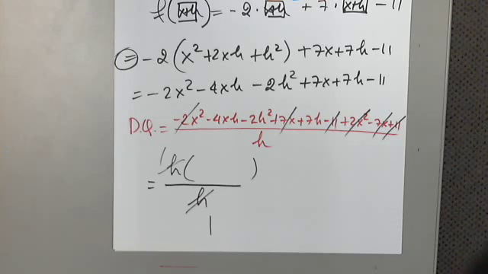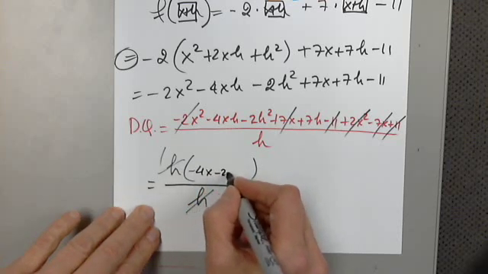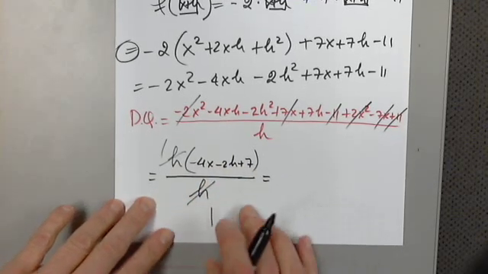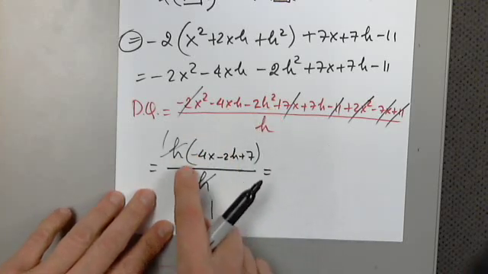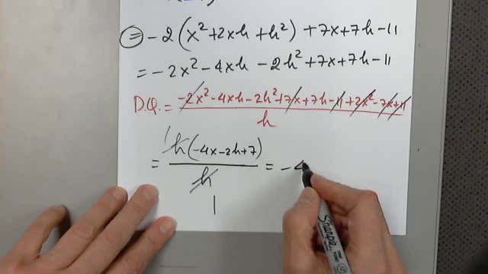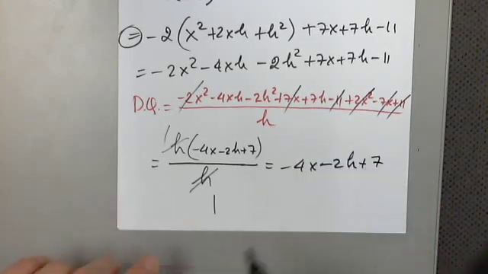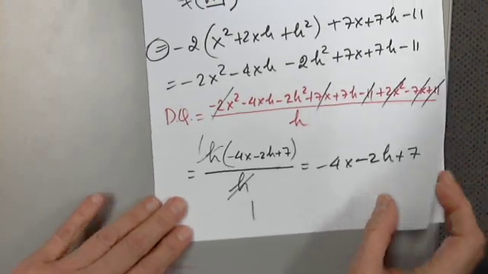Simplified, I meant. So this is negative 4x minus 2h and plus 7. This is the first term, this is the second term, and this is the third term. And that's the final simplified form. As you see, h is still in the problem, but not the one from the denominator. That got simplified. Any questions? Okay.